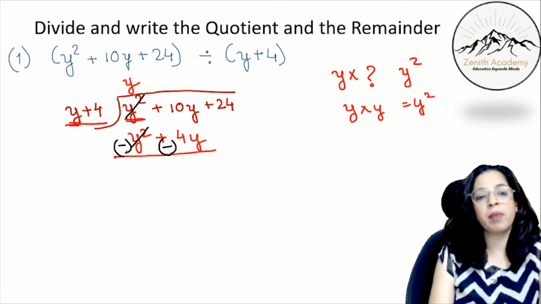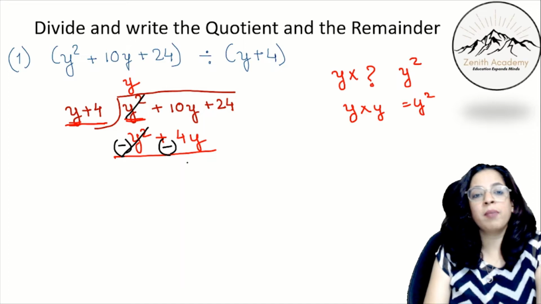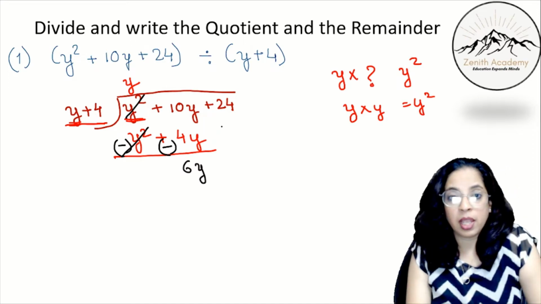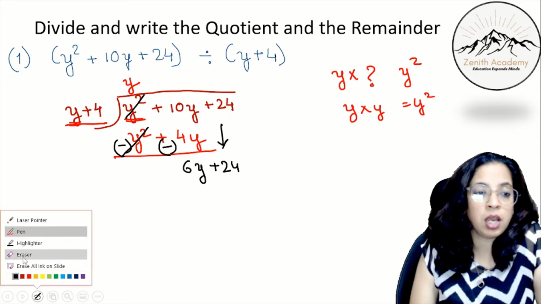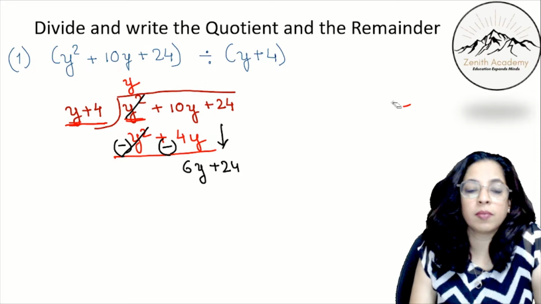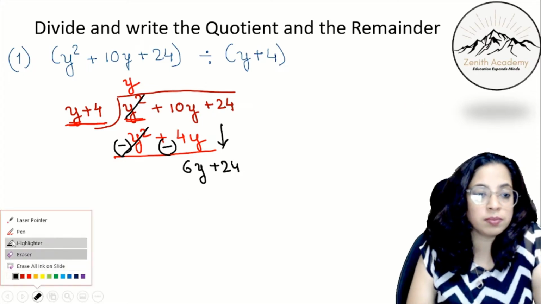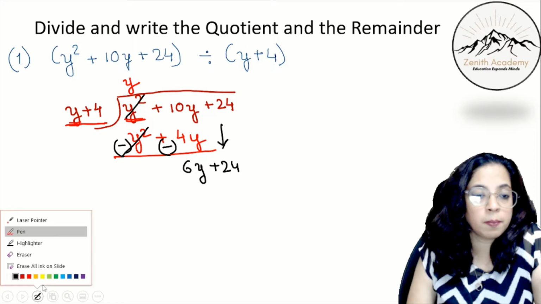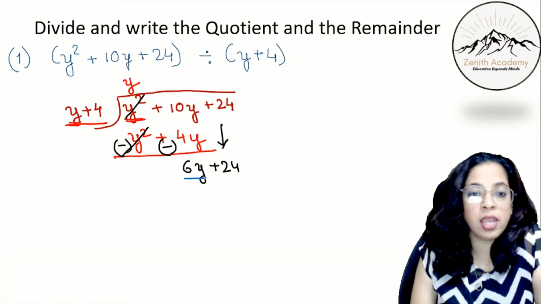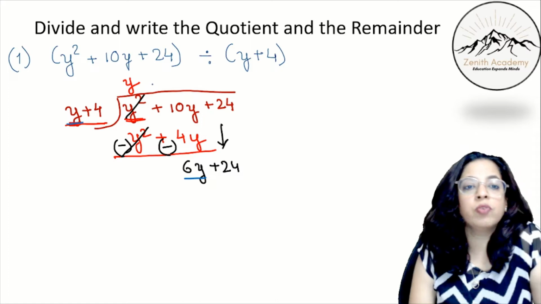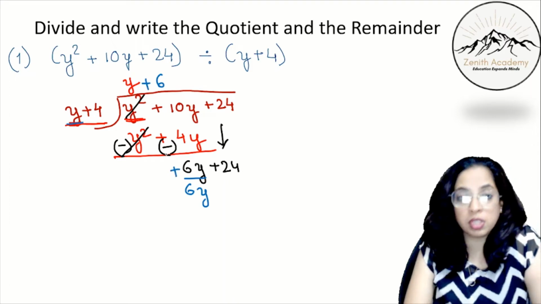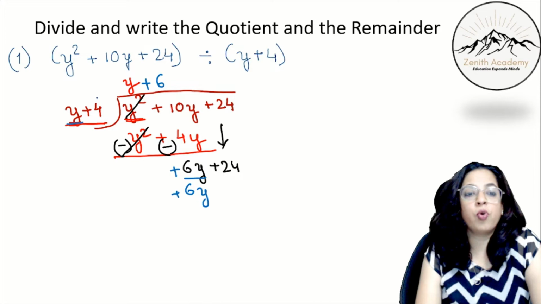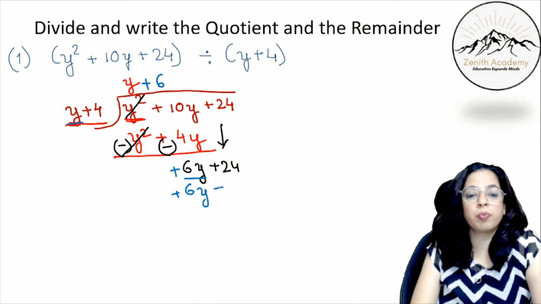So plus y square and minus y square get cancelled. 10y minus 4y is 6y. And I will copy this down, 6y plus 24. Okay. Now you understand here again. See the first term again. This is 6y and there is y, so you will have to multiply with 6. Y into 6 will be 6y. And since it is a positive 6y, here it will be positive. Okay, but there is a 4 as well. So 4 into 6 is 24, plus 24.